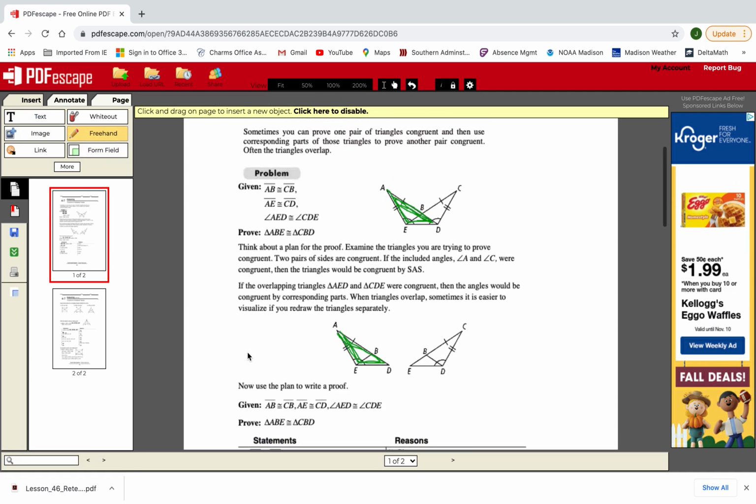So we can see the second triangle over here. This triangle CDE here is the same one as this one down here. So when you separate them, sometimes it's going to be easier to prove them congruent or see which corresponding parts match up to which other ones.